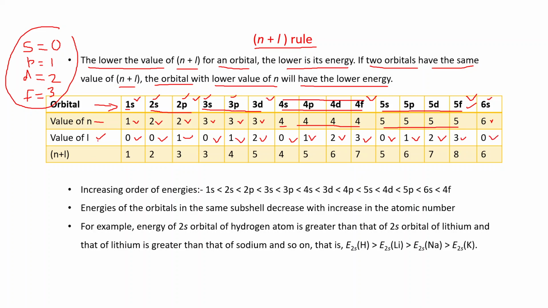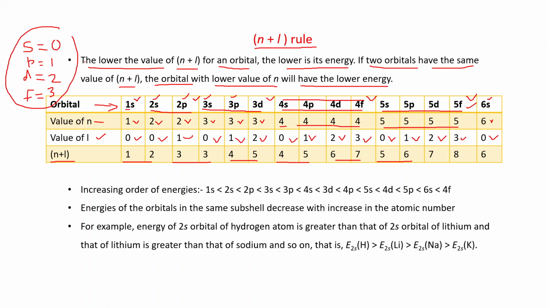Then if we add the value of n and the value of L, we will get n plus L. And these values are like this: 1, 2, 3, 3, 4, 5, 4, 5. This is 6, 7, 5, 6, 7, 8, 6. Then on the basis of this n plus L rule, we can arrange these orbitals or subshells in increasing order of energy by comparing their value of n plus L. Lower value of n plus L means lower energy.